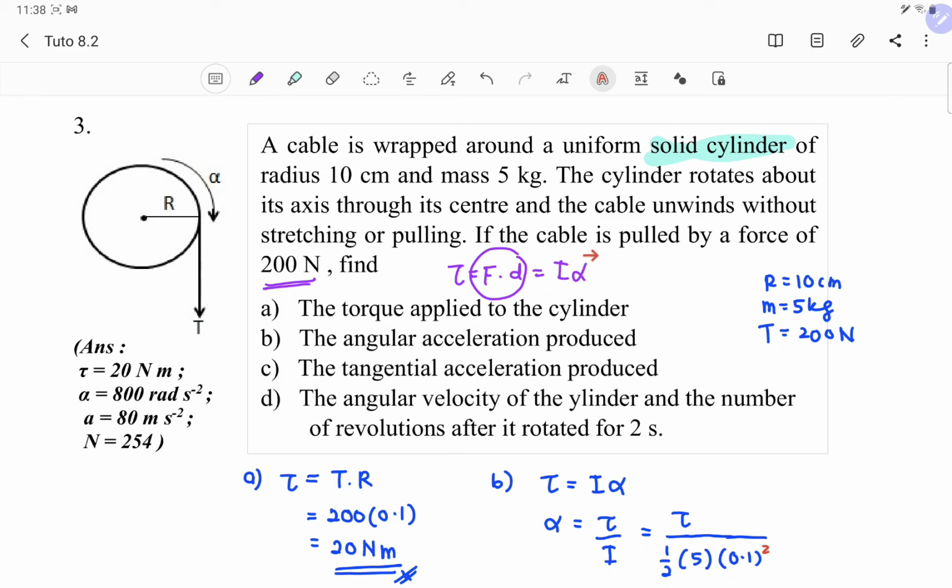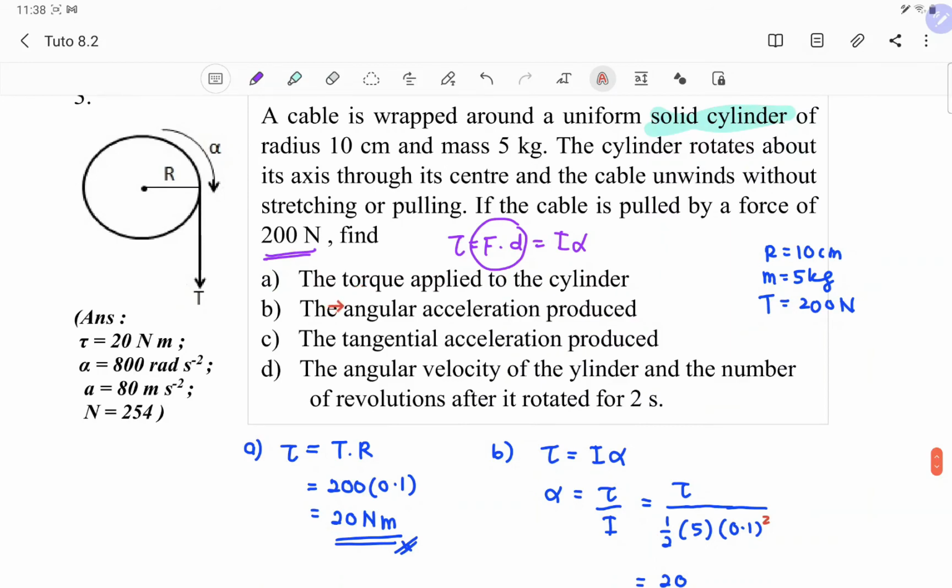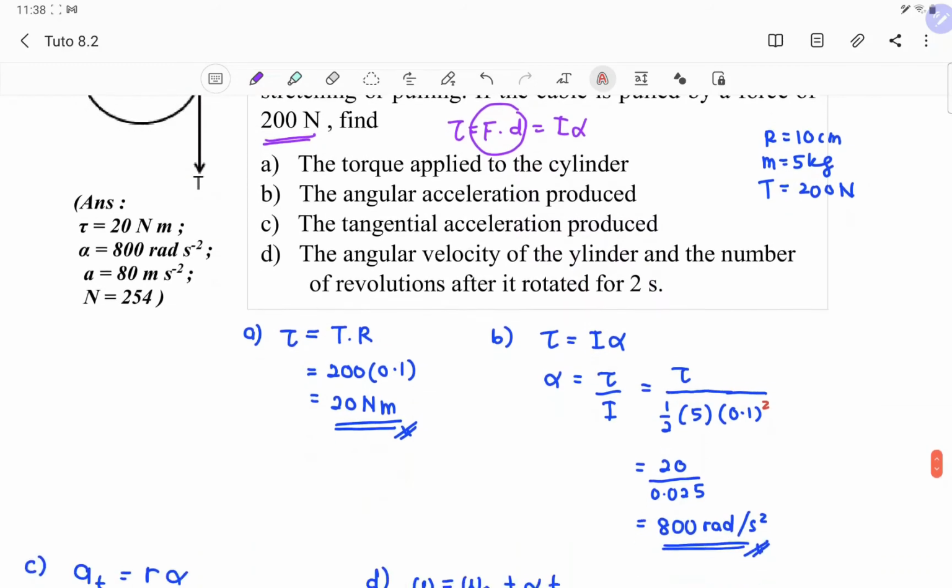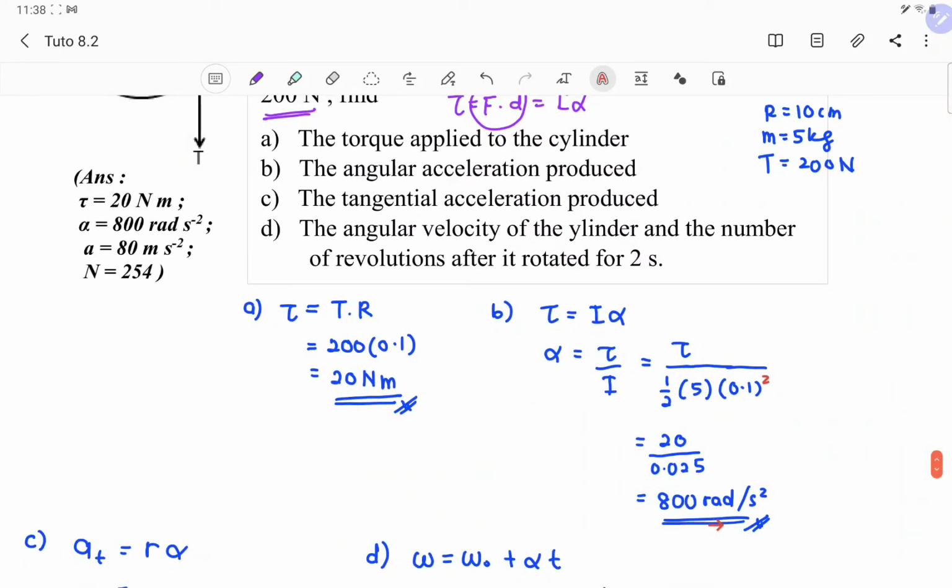Okay, we cannot use the other formula because we don't know what alpha is. For B, the angular acceleration produced. Now that we know the value of torque, we can use another formula, torque equals I alpha, and then we can find the angular acceleration, which equals 800 radian per second squared.